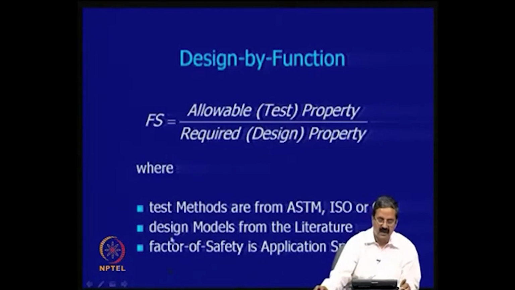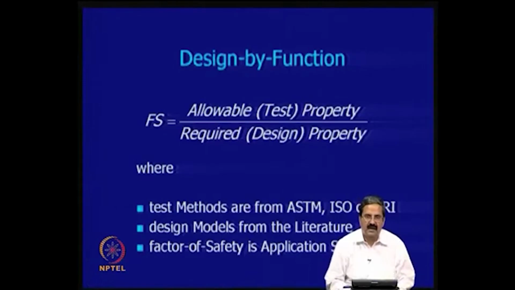That gives a factor of safety, and we have some test methods from ASTM, ISO and GRI. Design methods or models are available from literature. Factor of safety application is site specific; the factor of safety can be application specific. For example, for a retaining wall it could be one factor of safety, for slopes another factor of safety and all that. Okay.